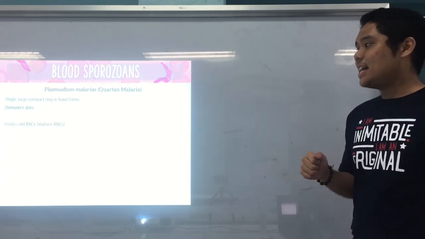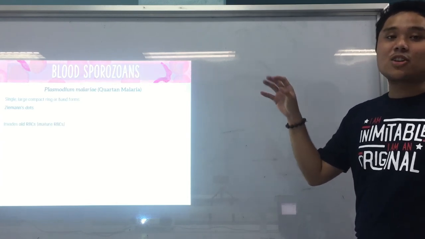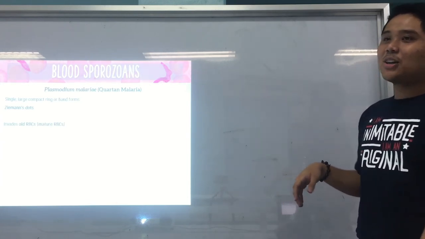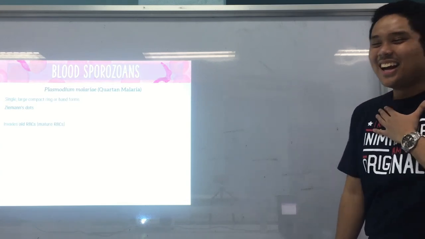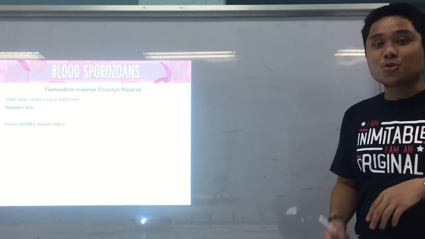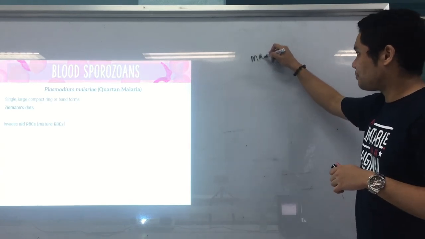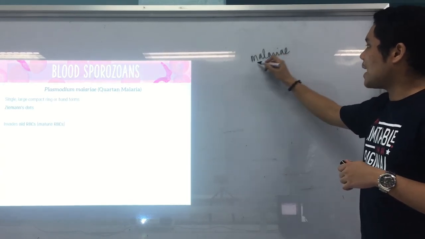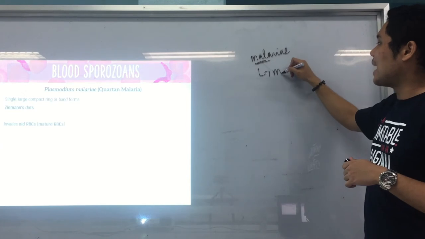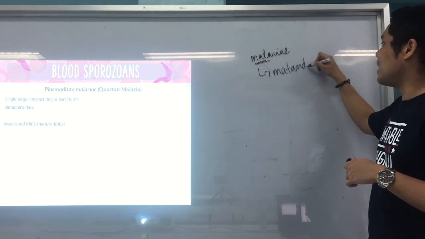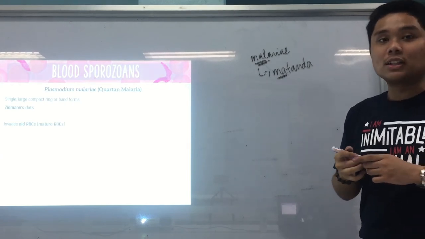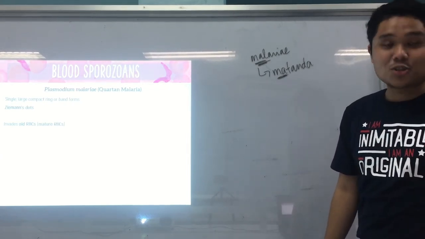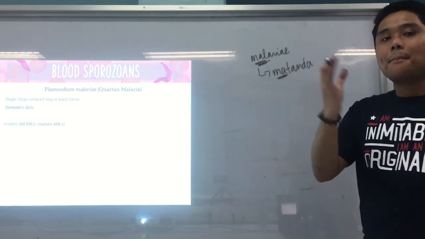Okay, alright. And it invades now this time, ganahan siya, old RBCs. Ayan, gusto niyo mga cougar, mga MILF at DILF? Charot. Sorry. Okay, so gusto niya mature RBCs. So, malaria. Diba gusto niya? Malaria. Gusto niya ang matanda. Diba? Sa pangalan niya. Malaria matanda. Alright? It likes old RBCs. Or mature RBCs. Malaria mature.